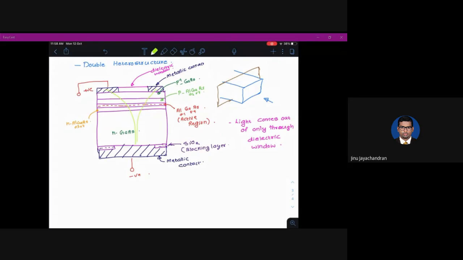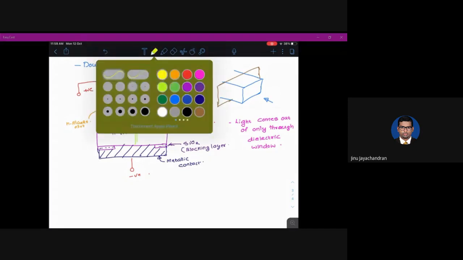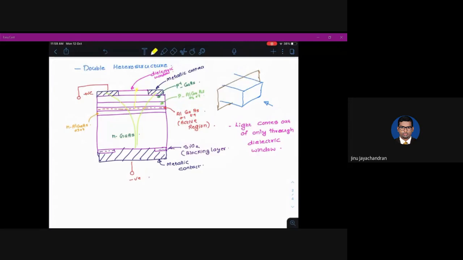Okay. So wherever there is a metallic contact, the current flows through that, and it will not flow through the dielectric window. Okay? So whatever recombination is happening is in the active region, and the light emitted will go in all directions. So it will come through the dielectric window. It will also come out like this, but it will be blocked by the metallic contact. And it will also come down, but it will be blocked by the substrate and the silicon dioxide layer. Okay, so it will go in all directions. But only where there is a dielectric window, the light will come out.